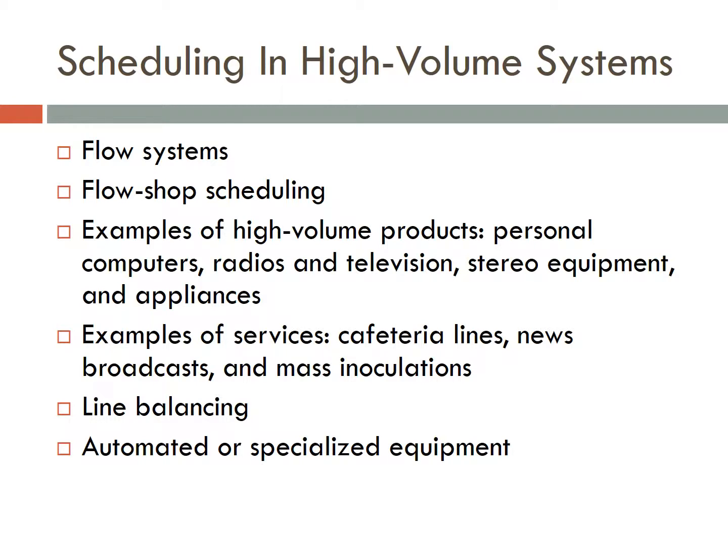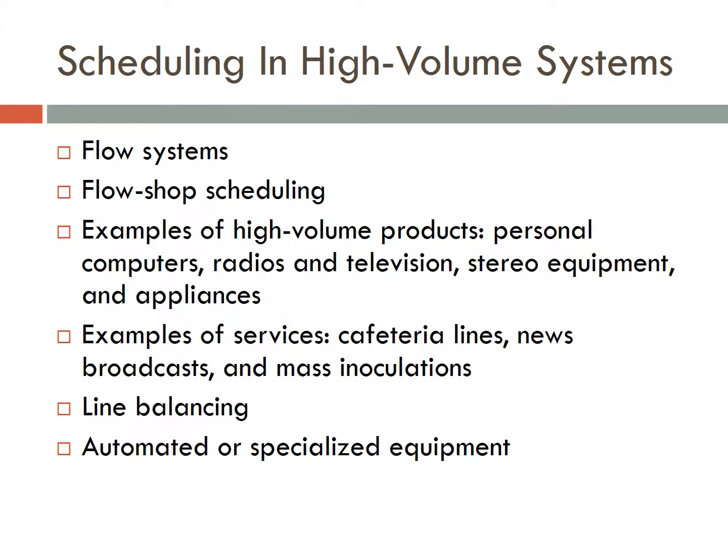Scheduling in high volume systems is when workloads are assigned to specific work centers to determine the sequence in which the operations are to be performed. And when jobs follow the same sequence, they're known as flow systems. Scheduling flow systems is referred to as flow shop scheduling. Some examples of high volume products are personal computers, autos, radios, televisions, appliances, or stereo equipment. Examples of high volume services are news broadcasts, cafeteria lines, and mass inoculations. These are services that are very repetitive.